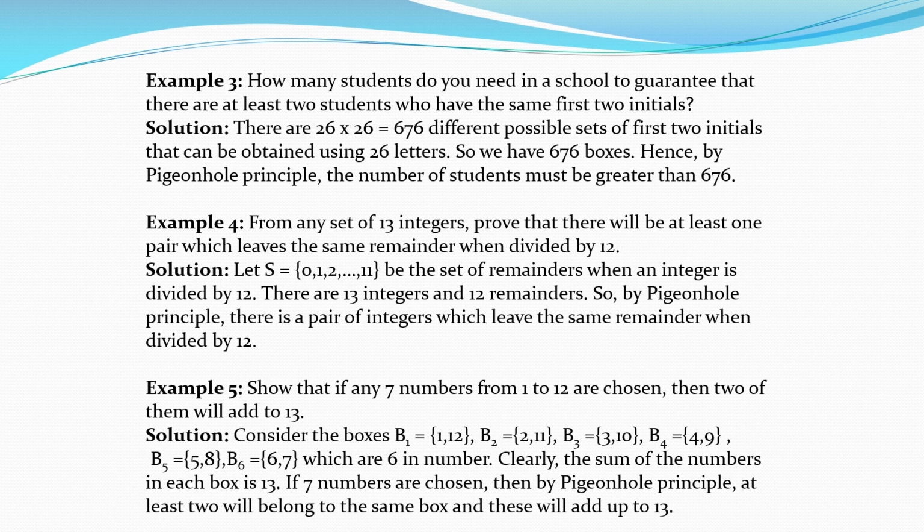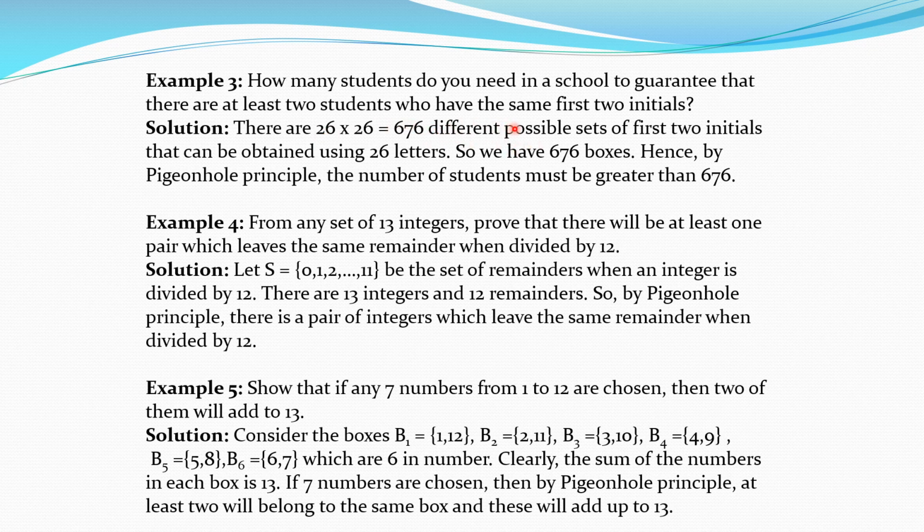Now see third example. How many students do you need in a school to guarantee that there are at least 2 students who have the same first 2 initials? Now this question is quite different from the previous ones. In the previous 2 examples, we have proved it by using the pigeonhole principle. Now in this case we have to find the number of objects, that is, the minimum number of objects we should take, so that in a school at least two students have the same first two initials.